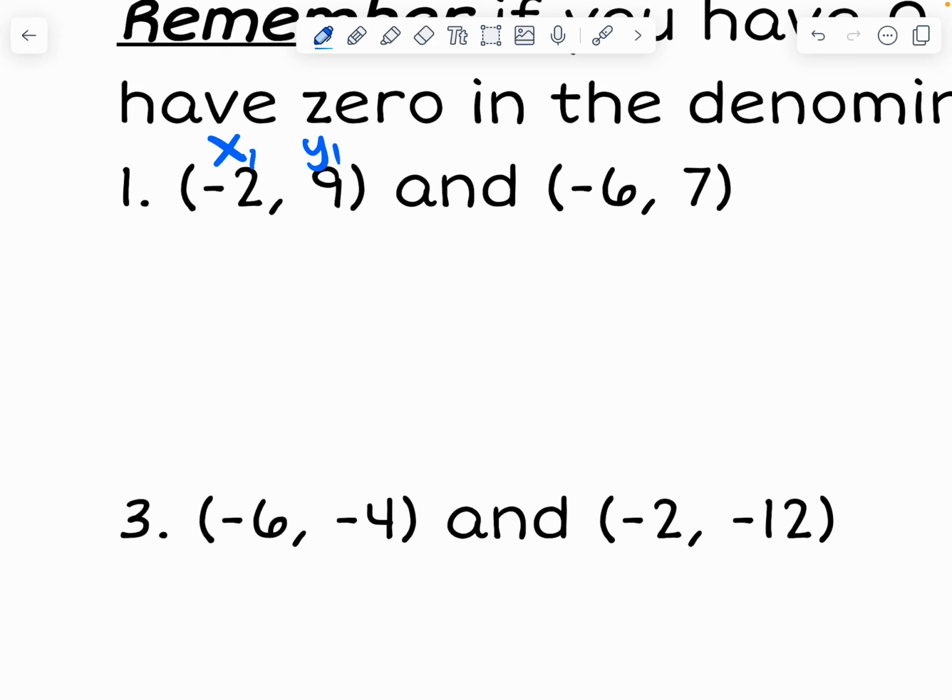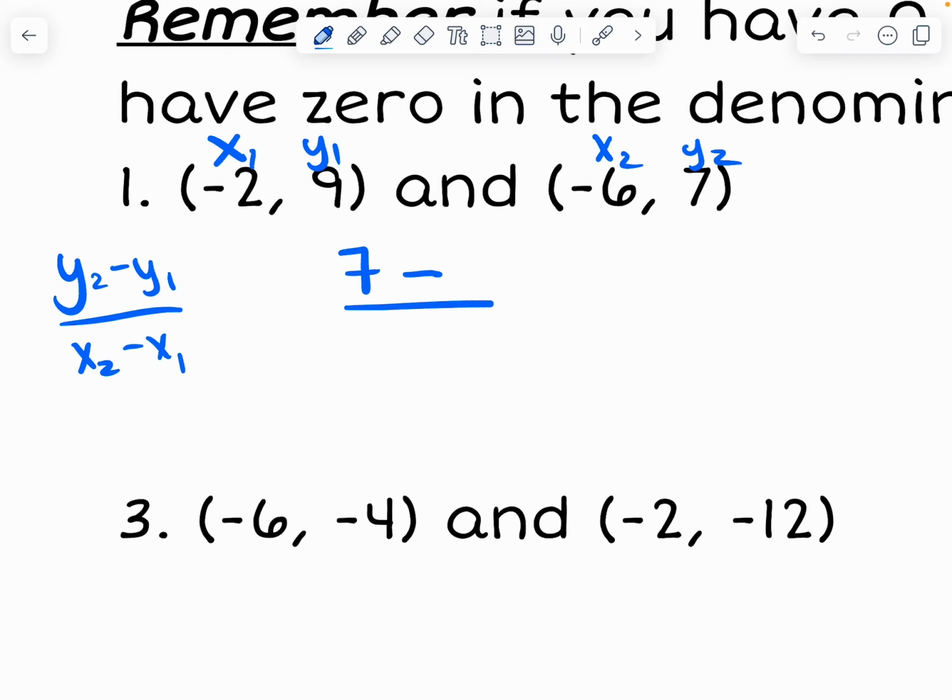x1, y1, x2, y2. Okay, so the slope formula says this. So all we're going to do is plug in. So y2 is 7 minus 9. And then since this is x2, so we're negative 6 minus negative 2. This turns to a plus sign, so I get negative 2 over negative 4, which simplifies to 1/2.